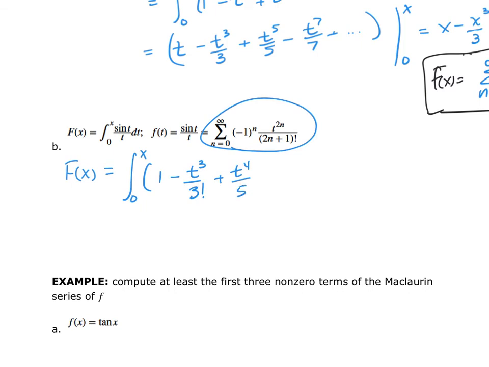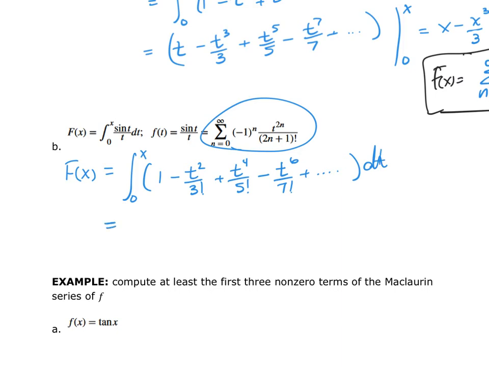Oh, let's try this again. Let's see if I can make some counting here that makes sense. So it's going to be 1 minus t squared divided by 3 factorial plus t raised to the 4th divided by 5 factorial minus t raised to the 6th divided by 7 factorial. And this pattern is going to continue, dt.